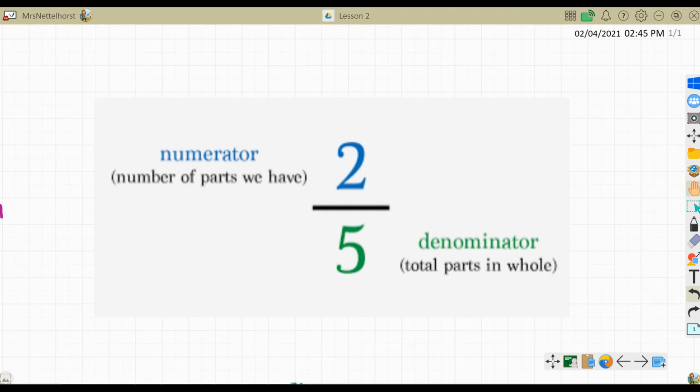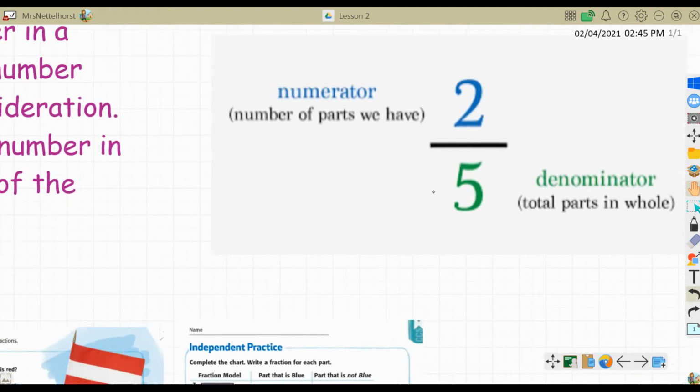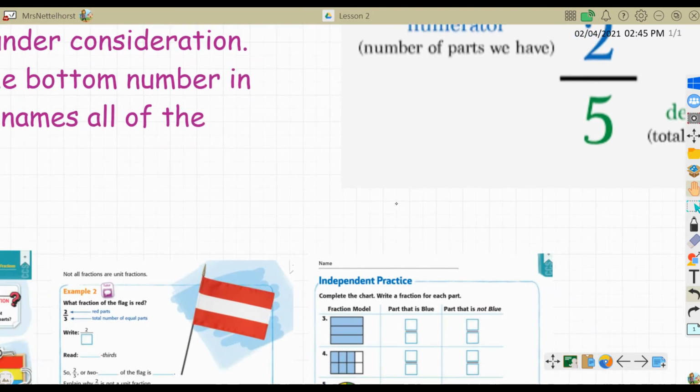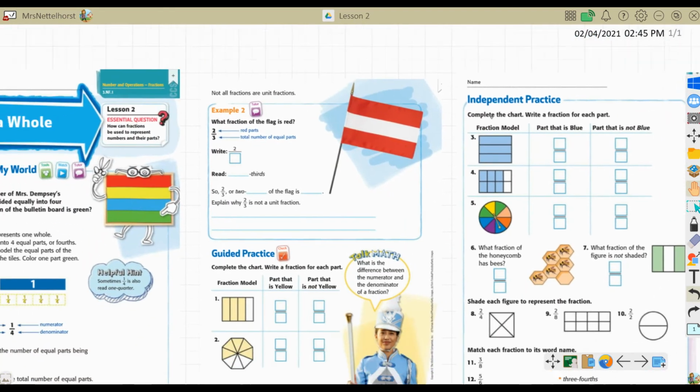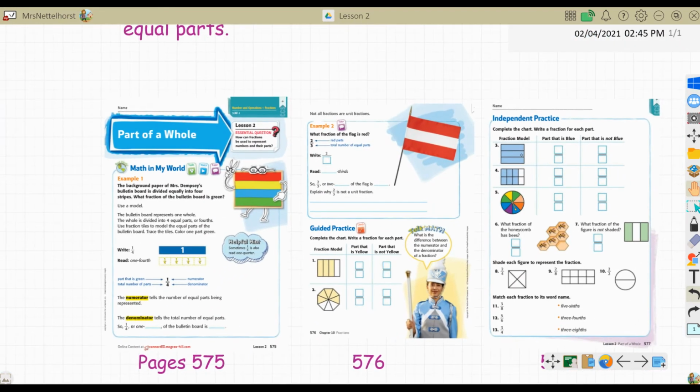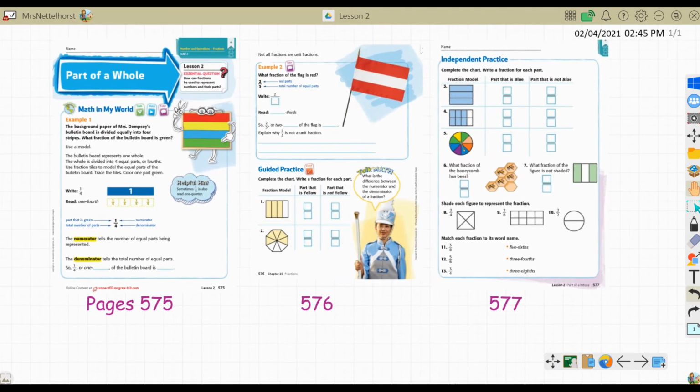The numerator is the number of parts we have. That's the top number. And the denominator is the total parts in the whole, or the total parts in the set. Those are two very important vocabulary words, and I'm going to use them all the time, more than top number and bottom number. Here are the 3 pages that we're going to be doing today: page 575, 576, and 577. So let's get started.